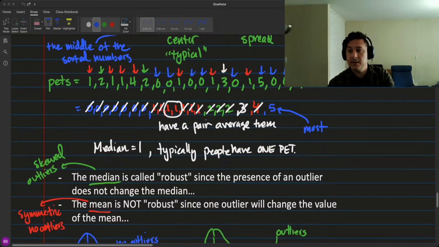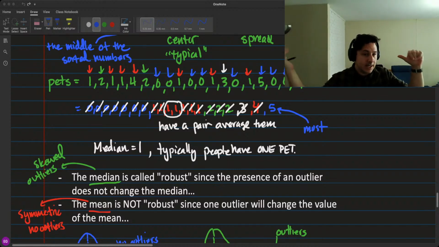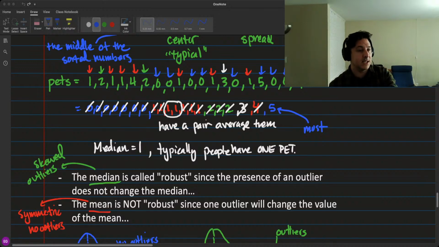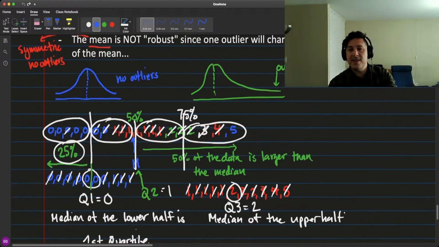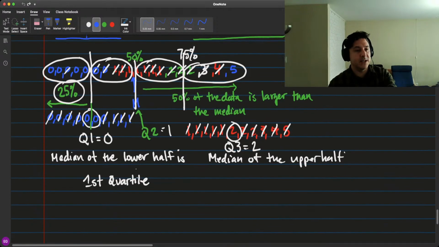It's called robust. Because the median is just the number in the middle, if you change the numbers on the edges, nothing happens. So in statistics, there's a specific term for that. We call it robust. It's not changed by the presence of outliers. Okay.